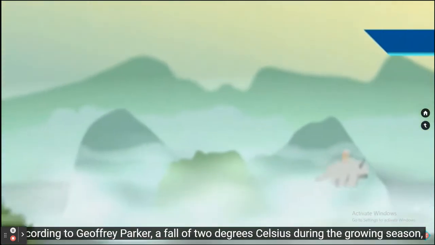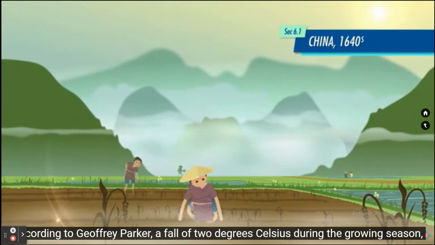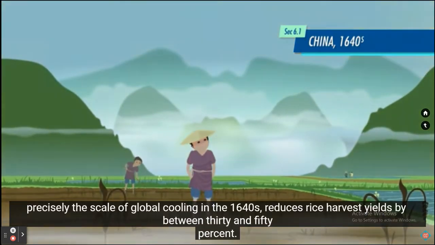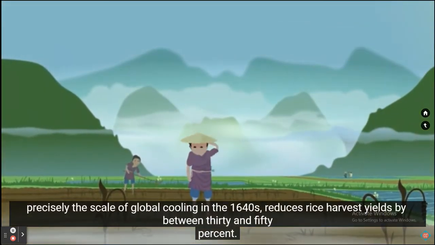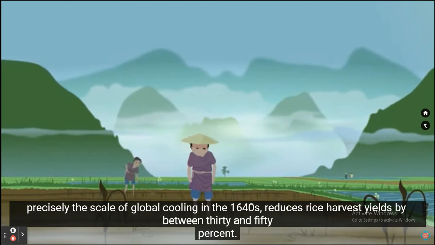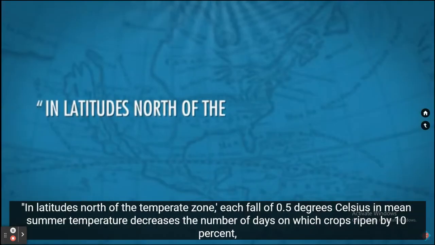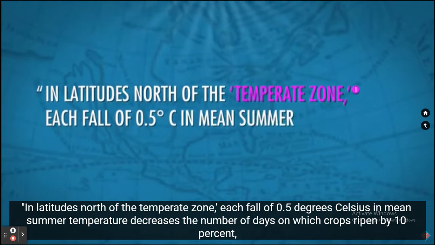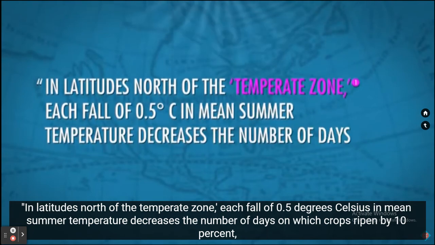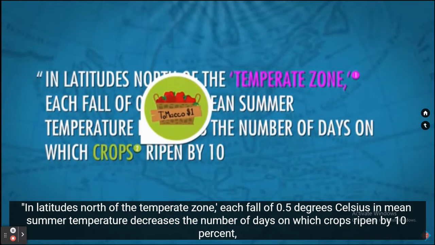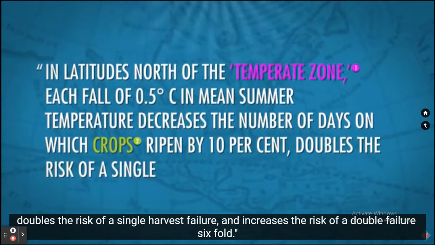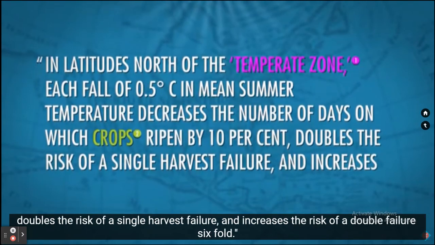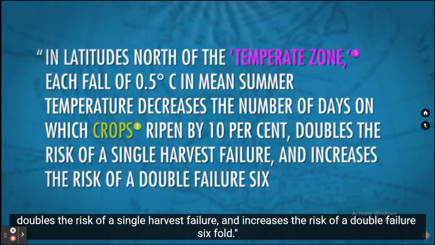According to Jeffrey Parker, a fall of 2 degrees Celsius during the growing season, precisely the scale of global cooling in the 1640s, reduces rice harvest yields by between 30 and 50%. In latitudes north of the temperate zone, each fall of 0.5 degrees Celsius in mean summer temperature decreases the number of days on which crops ripen by 10%, doubles the risk of a single harvest failure, and increases the risk of a double failure sixfold.